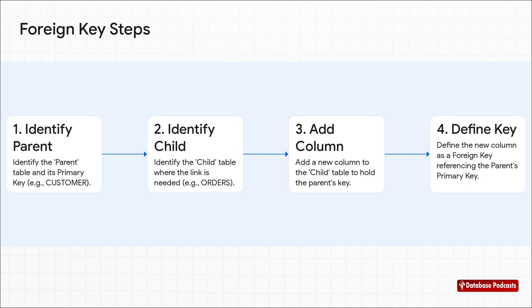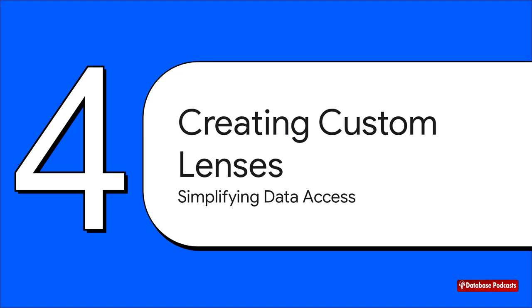First, you identify your parent table, say customer, and its primary key. Then you identify your child table, like orders. Step 3, you add a new column to that child table to hold the parent's key. And finally, you officially define that new column as a foreign key, which tells the database to enforce that crucial link.